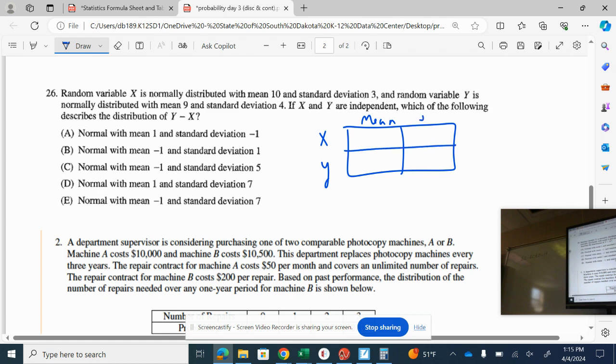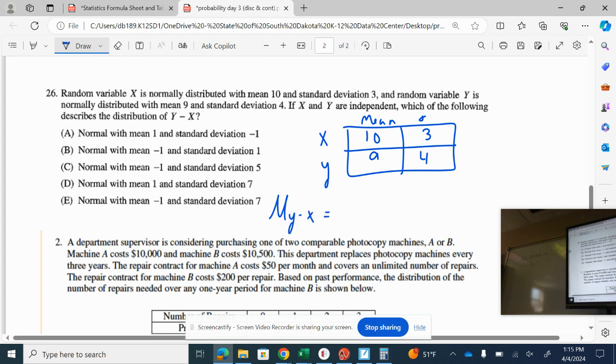And we would have mean, standard deviation. This one says random variable X has a mean of 10 and standard deviation of 3. Random variable Y has a mean of 9 and a standard deviation of 4. If they're independent, which of the following describes the distribution of Y minus X?